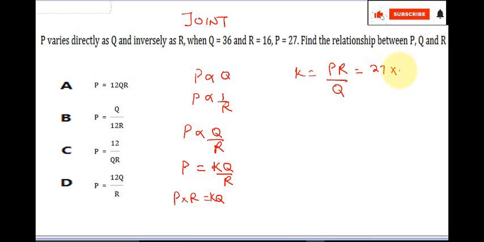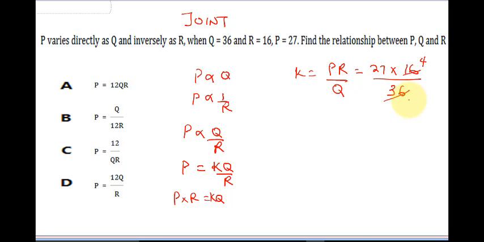And it says my p is 27 times my r is 16 and my q is going to be 36. Now what can divide? Okay, 4 can go here. That's 4 into 36 is going to give us what? That's 9. 9 here it's 1. 9 in 27 it's going to give us, that's 3. So we have our k to be 12.